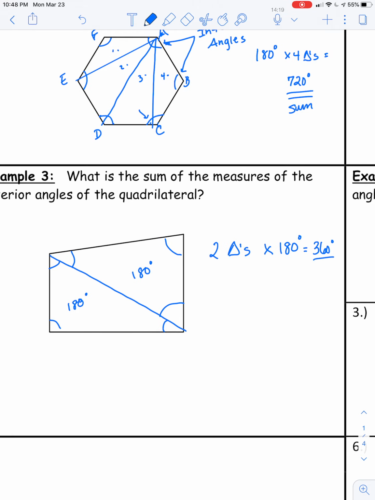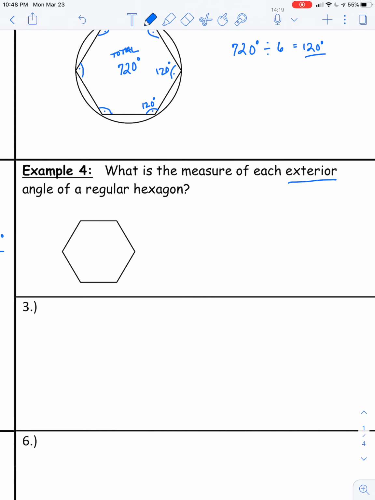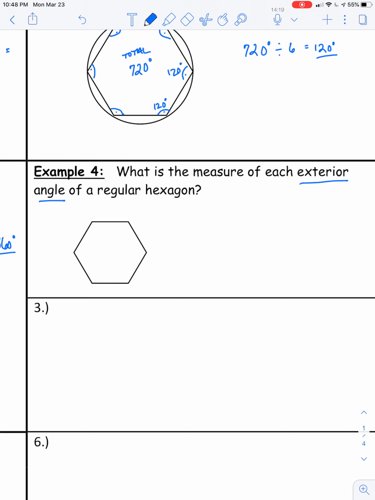Okay, make sense? All right, now I want to address an exterior angle. We talked about interior angles, and those are the angles that are on the inside of the polygon.